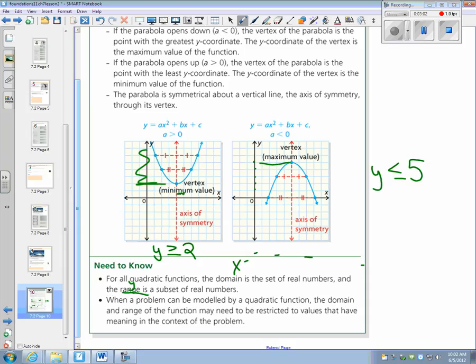When a problem can be modeled by a quadratic function, the domain and range may need to be restricted. So if it's a real-world problem and I'm talking about cars, I can't have 4.5 cars. You know, it might be only the integers or only the counting numbers. And similarly, I can't have -1 car. Okay, so just be aware of that.